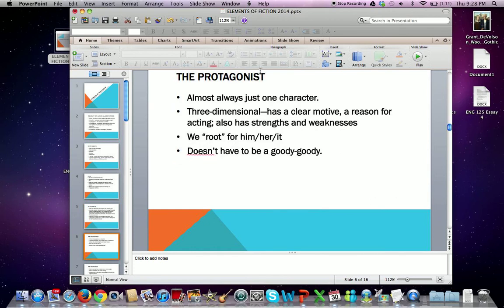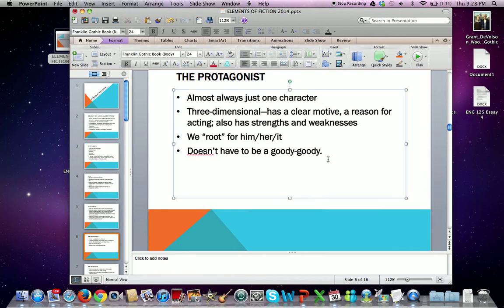Protagonist. Okay. This is the character for whom we root. Okay? And it's almost always just one character. Weird punctuation here, Patrick.